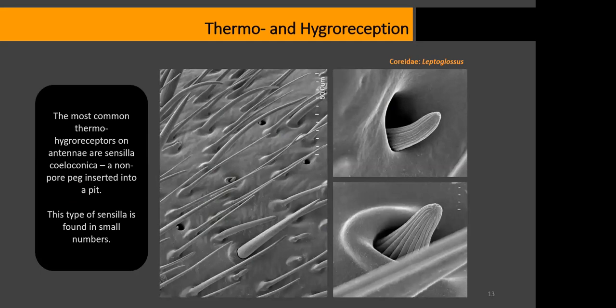Apart from the thermo- and hygroreceptors of the labium, which I have just mentioned, the sensilla responsible for these senses are also located on the antennae. The most common are sensilla coeloconica, a non-pore peg inserted into a pit. This type of sensillum is found in small numbers, and the mechanism of action of hygroreceptors is poorly understood. Probably changes in air humidity affect the water content in the sensillum cuticle, causing its deformation.